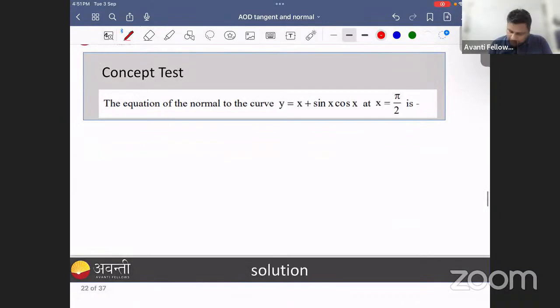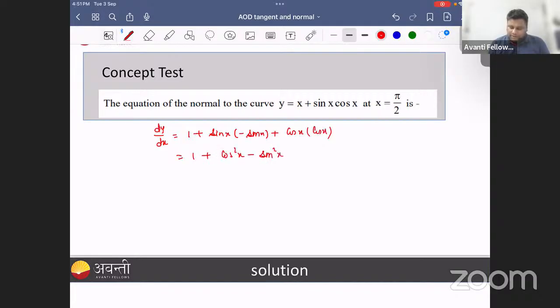See, equation of normal, what will be dy by dx? Dy by dx is 1 plus, first function times derivative of second, minus cos x minus sin x, plus cos x, derivative of first is also cos x. So it is 1 plus cos square x minus sin square x. So it is 1 plus cos 2x. Am I correct?